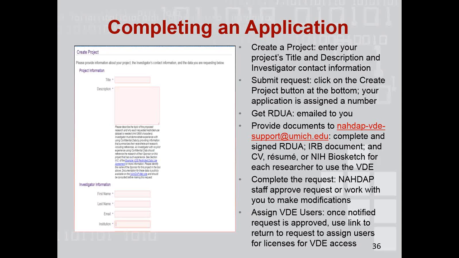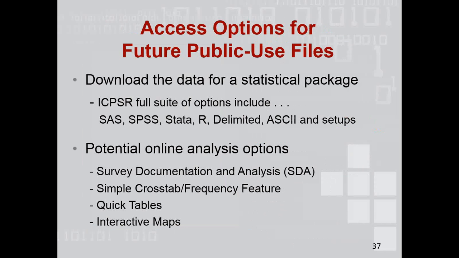Once these three types of documents are emailed to NADAP via the email address that is listed here, NADAP staff will work with you to approve the request or to help you make modifications. Once all of your documentation is submitted and complete, your project will be approved, and you will receive email communication, where you can then go back to your application and assign VDE users to obtain licenses for VDE access.